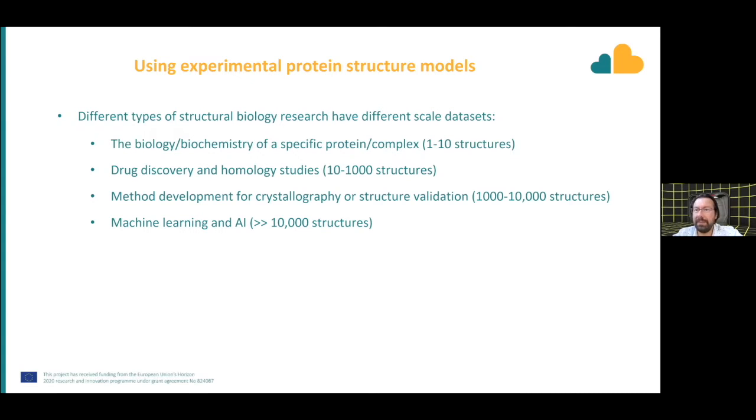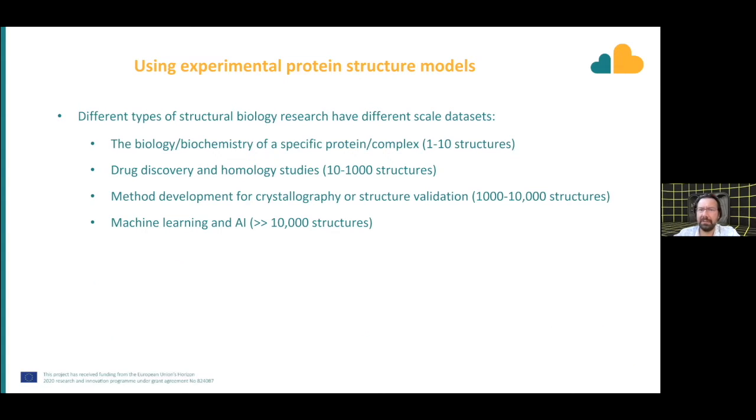If you do method development for crystallography, or you're doing data mining to find out structure parameters for validation, this scales up even bigger to almost 10,000 structures. And particularly when you do AI approaches like AlphaFold, you just want to get as much data as you can possibly get, and this can be hundreds of thousands of structures or whatever you can get at that point.